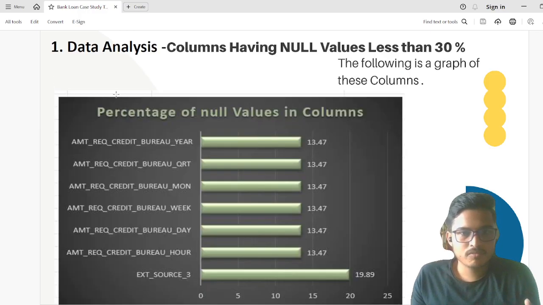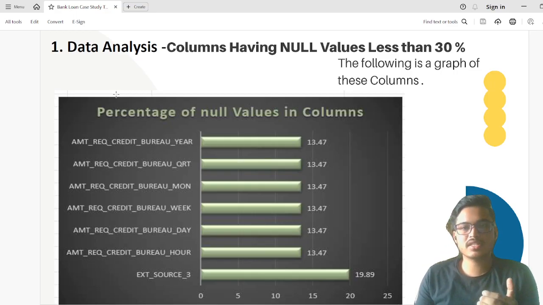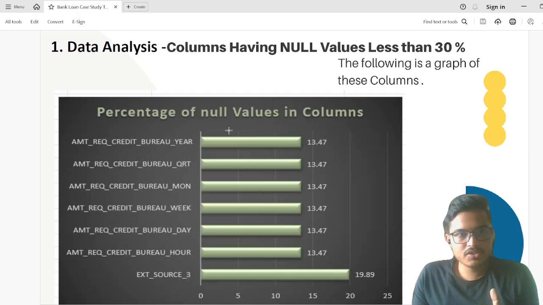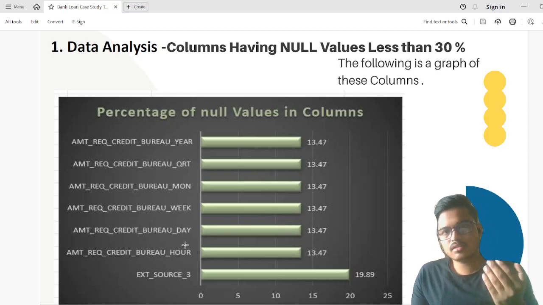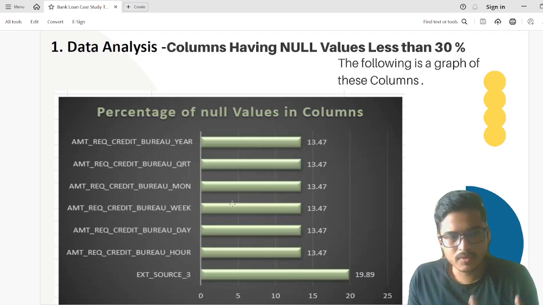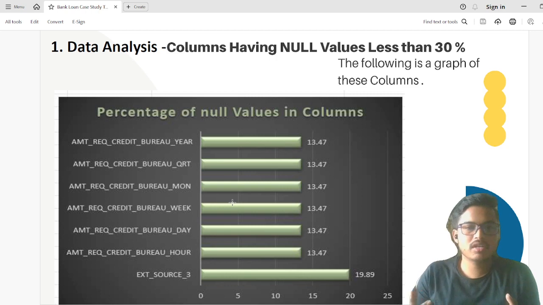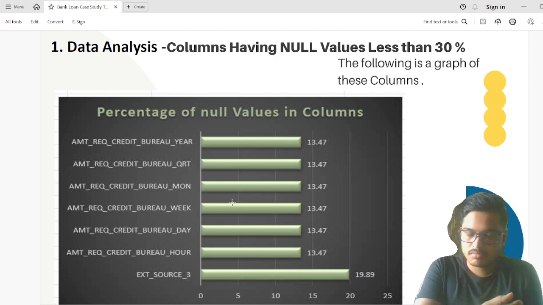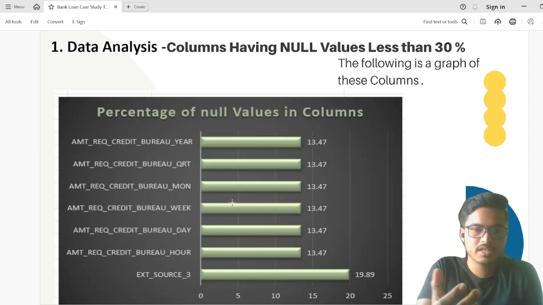The columns which have null values less than 30% are shown in this graphical representation of the percentage of null values in the columns, like credit, value, year, quarter, month, week, days. We can further take steps to find out why this data is blank and why people are leaving it blank.